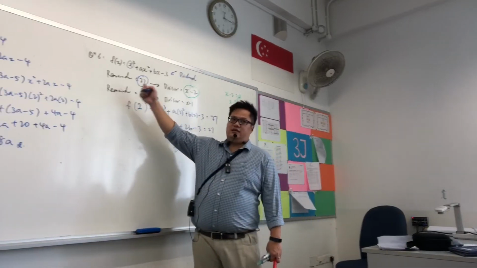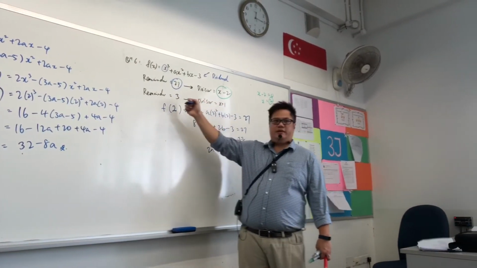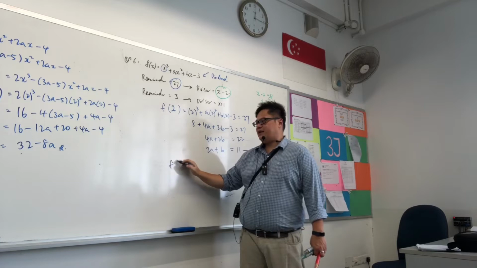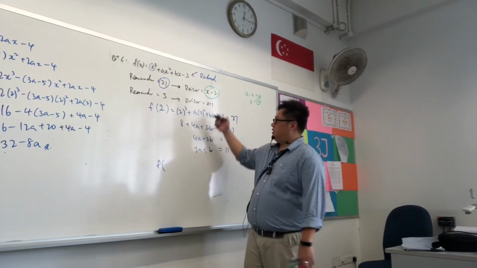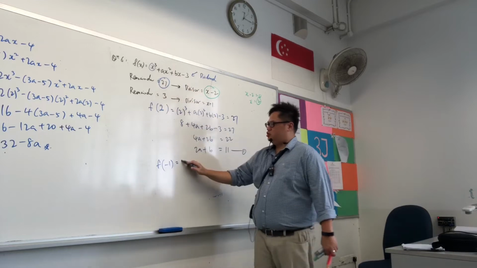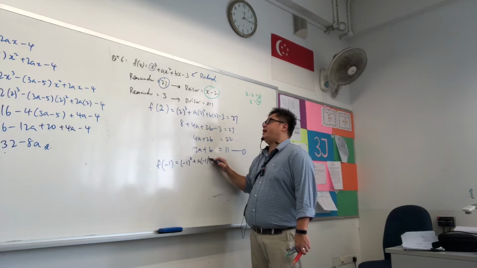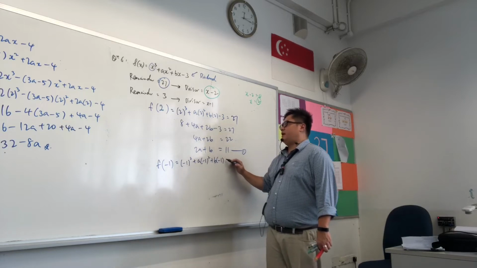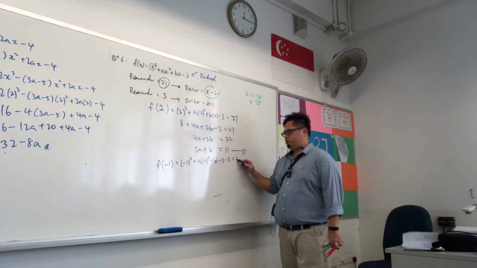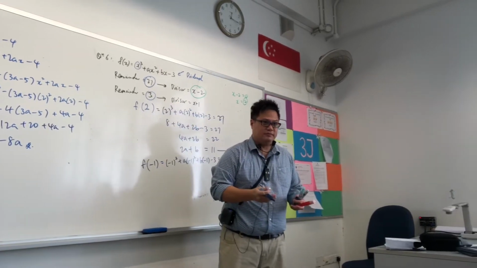So the question says the same dividend when divided by x plus 1, the remainder is 3. So f what? Negative 1. So you plug it in, right? Minus 1 cubed plus a times minus 1 squared plus b times minus 1 minus 3 equals to what? 3. Because the remainder is 3. This is called the remainder theorem.